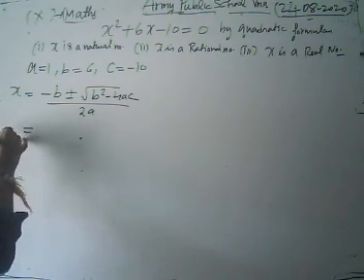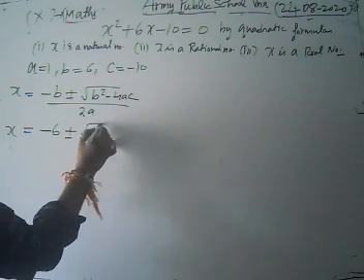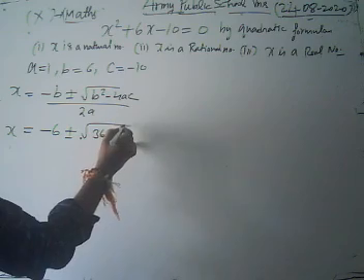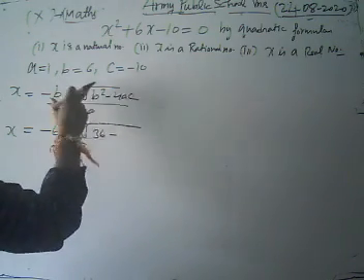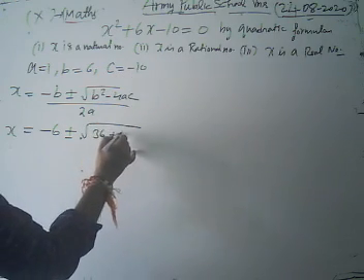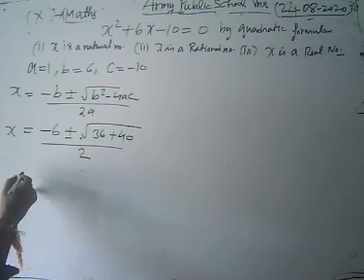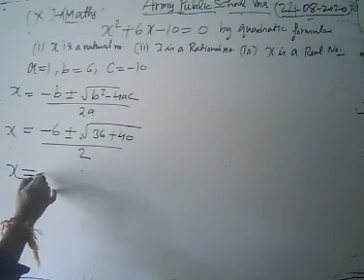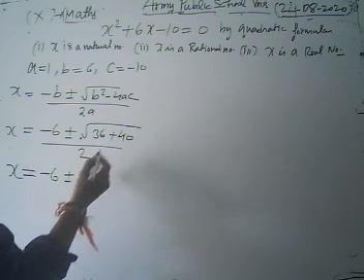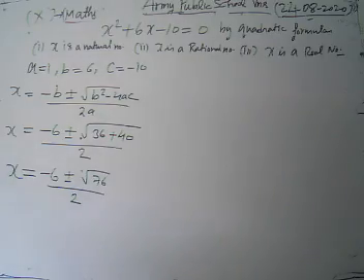Now x is equal to, what is b? It's 6, so minus 6 plus minus under root 6 square, 36, minus the value of 4ac. 4 into 1 into c, which is minus 10, gives minus 4 times minus 10, plus 40, upon 2a, which is 2 into 1. Minus 6 plus minus, what do we get? 36 plus 40 is 76, so under root 76 upon 2.